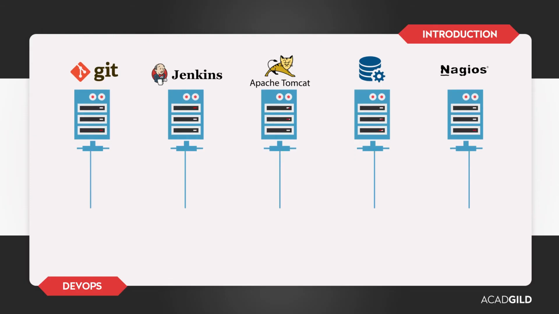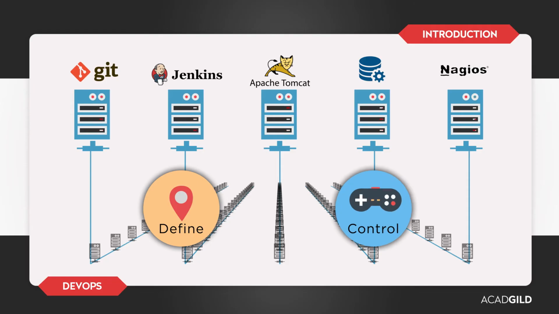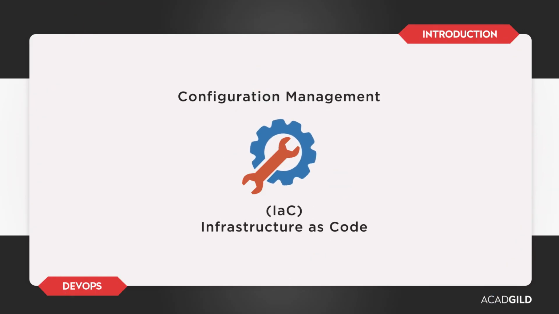But what if we have 5 Git servers and 10 Jenkins machines or 100 database servers? What do we do in such scenarios? How do we manage such big infrastructures? In such situations, when the infrastructure is large and the task difficult, it makes more sense for us to manage it programmatically. That is, we need to figure out a way to define and control the configuration of all servers from a single location. The solution lies in configuration management, which is also known as IAC, Infrastructure as Code.